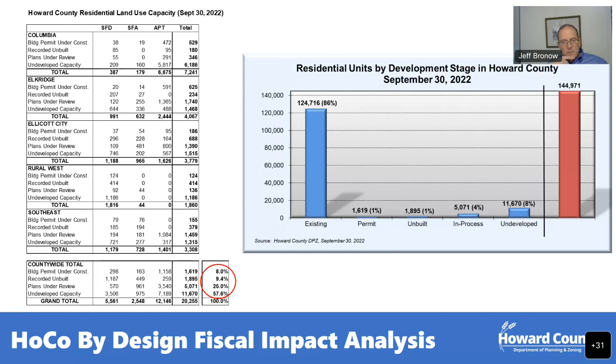The rest is undeveloped capacity. That includes redevelopment potential. So that includes downtown Columbia, the future of downtown Columbia. If you look at Columbia, most of this is downtown Columbia. What's left also includes all the rest of Columbia. So besides downtown, there's some additional capacity, but most of it's in downtown Columbia. It includes redevelopment potential along the Route 1 corridor. So it's an estimate of what the county has capacity for based on current zoning.